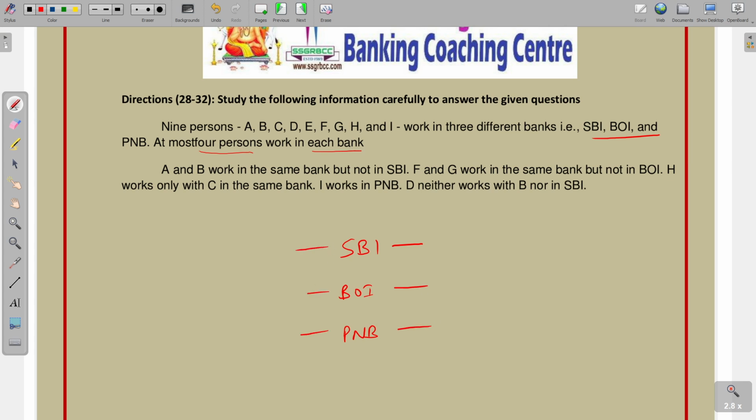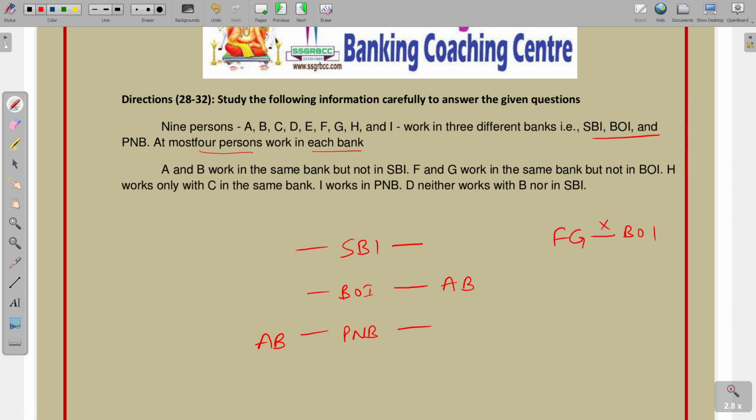9 persons are working, at most 4 persons are working in each bank. So next, see the first one. A and B work in the same bank but not in SBI. A and B are working in either BOB or Punjab National Bank. Next, F and G work in the same bank but not in BOI. So F and G both are working in the same bank but not in Bank of India.